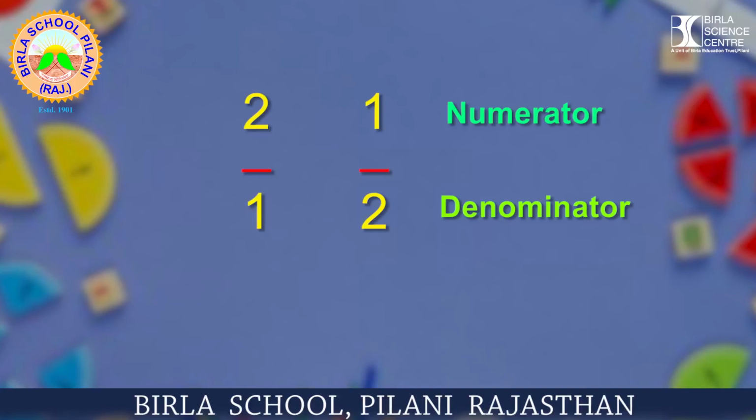Okay. So now I am going to write some examples here. Ma'am, how to remember this? Okay. To remember this, D for denominator and D for down. So easily you can remember that the number which is written downside is denominator. So automatically the number which is written above is numerator. Okay, ma'am.